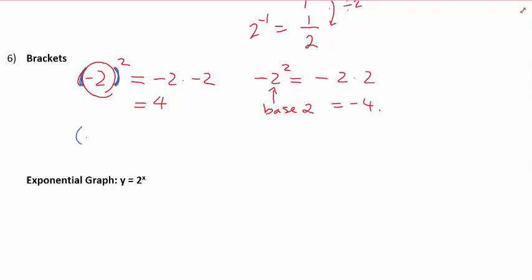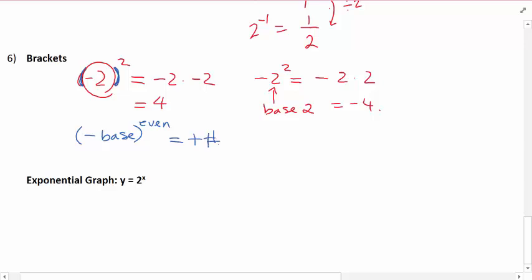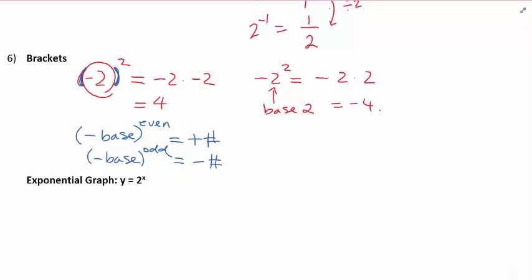So let's say you have a negative base to an even exponent. The final answer should be what? Positive or negative? Positive, right? So you're going to get a positive number. However, if you have a negative base and an odd exponent, then this is going to be a what? A negative number.